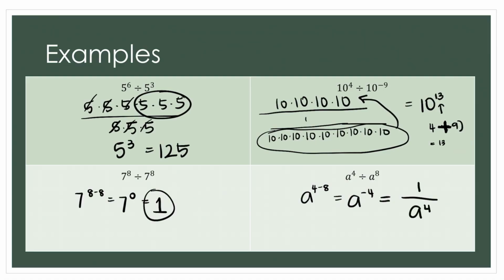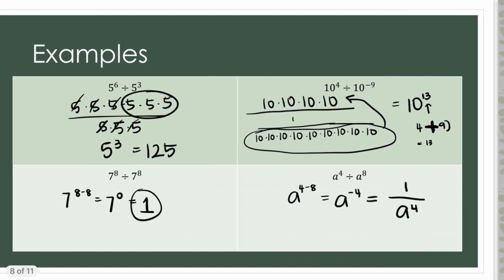So after you combine the exponents, remember to simplify, whether that's expanding it. So like if I had 5 squared as my answer, it's really 25. Or if I have a negative exponent, I have to just make sure I put it back in a fraction.